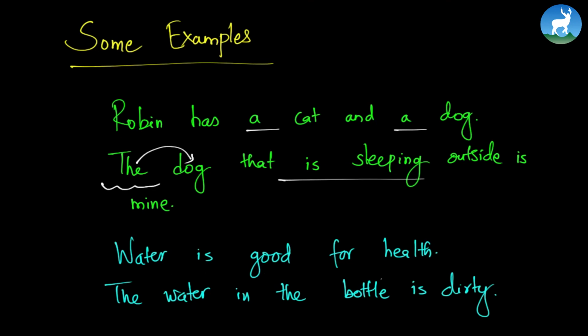Water is good for health. We do not use the definite article here. We don't say the water is good for health because you cannot count the water. These articles are always used before countable nouns. So there has to be a countable noun.